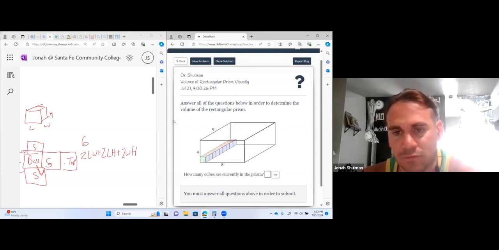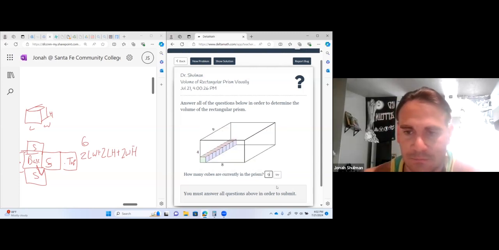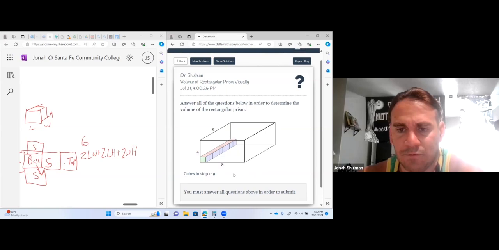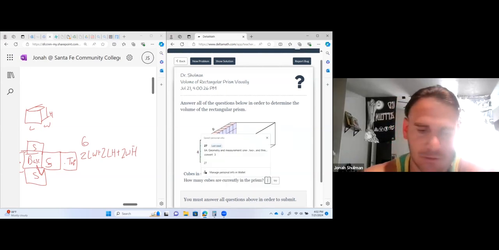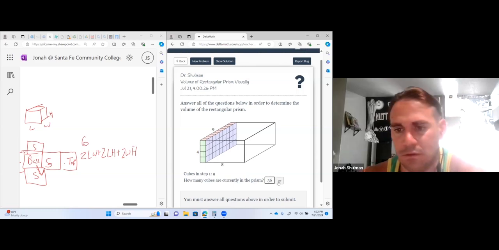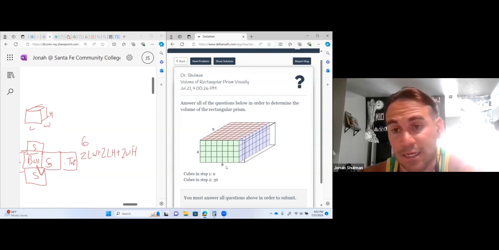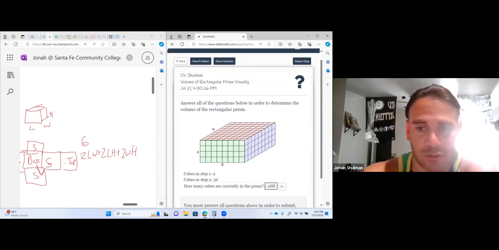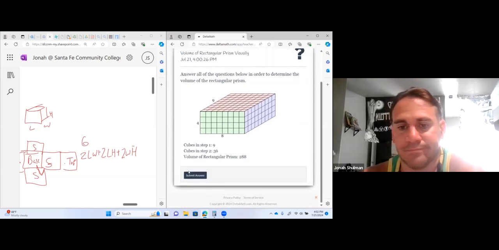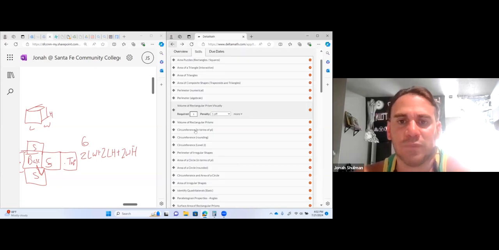So there we go. So if we go across, we have 1, 2, 3, that's 9 right across. So we have 9 cubes right there. Let's keep filling it up. So now it's 9 times 4, which is 36. Let's see. And now they do the whole thing. So it's 9 times 4 times 8, which goes across, length, width, height. So we know it's 288. I'm pretty sure that was the answer. Ta-da.